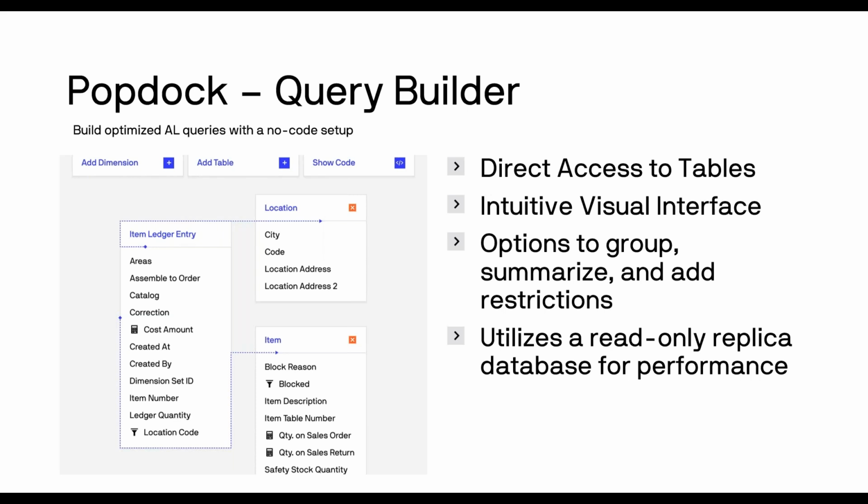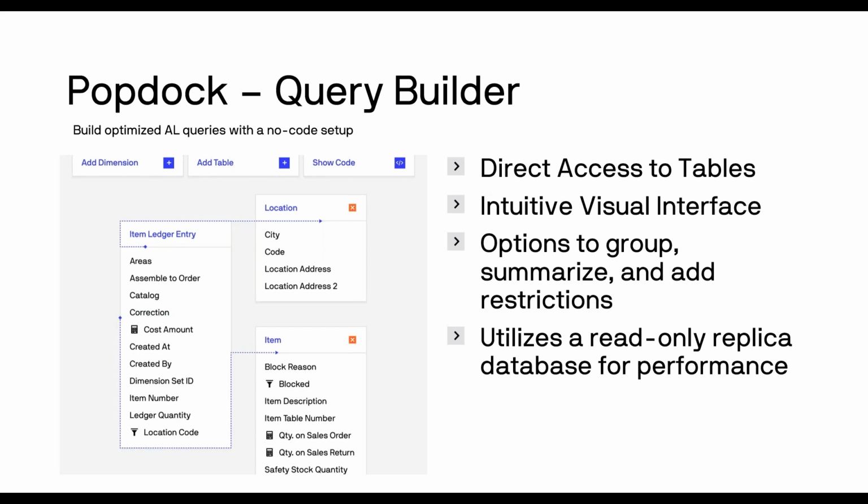There's additional ways to optimize the query. We give you the ability to do things like group together, summarize, and add restrictions to fields. So just providing additional optimizations when you're building out your query. And the last thing that I like pointing out is we're utilizing a read-only replica database, which is a fraction of a second behind the production database for your Business Central environment. Where this really comes into play is that it's very helpful when it comes to performance. We can handle larger data sets by you making this read-only query.